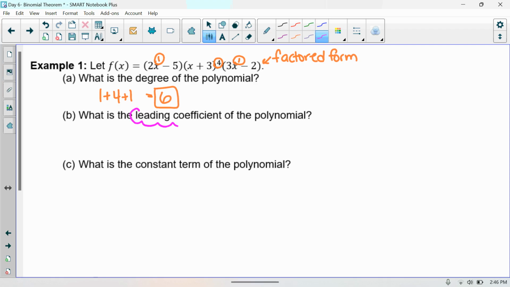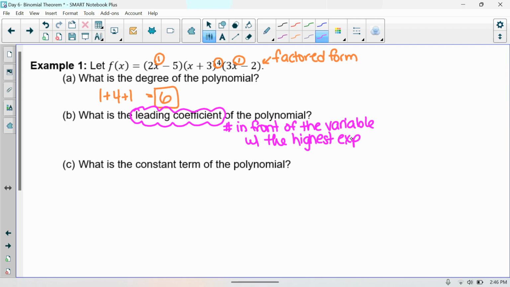Remember that a leading coefficient is the number in front of the variable with the highest exponent. So when we are in factored form, in order to do that, you are going to take the leading term from each piece, including your exponent. So I have 2, 1 to the 4th, and 3. So that gives me 6.